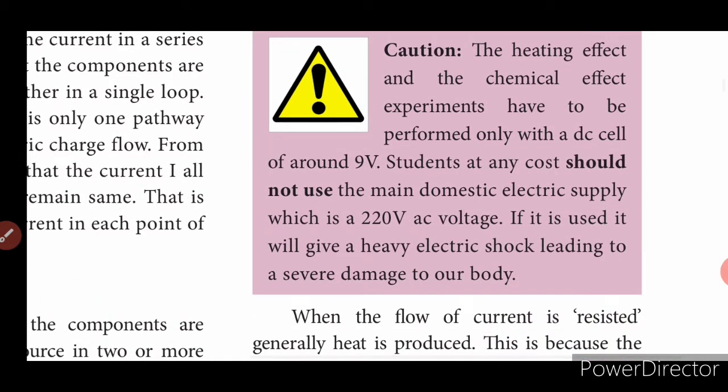So that is why there is a caution given below the activity. See, read out the caution. The heating effect and the chemical effect experiments have to be performed only with a DC cell of around 9 volts. What is a DC cell? That is called a Daniell cell, or you can call it direct current. Okay, so 9 volt is the maximum amount of current we can use.